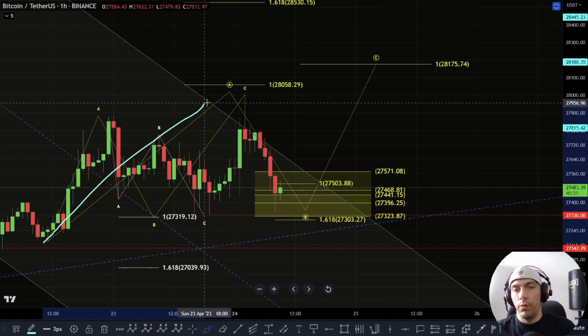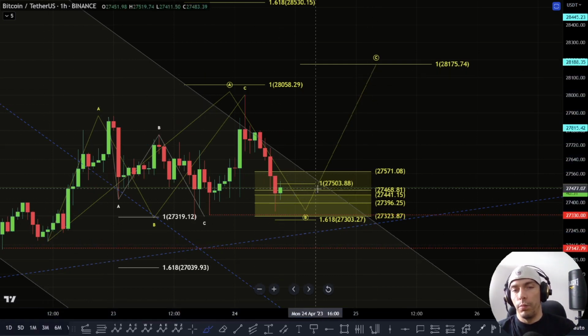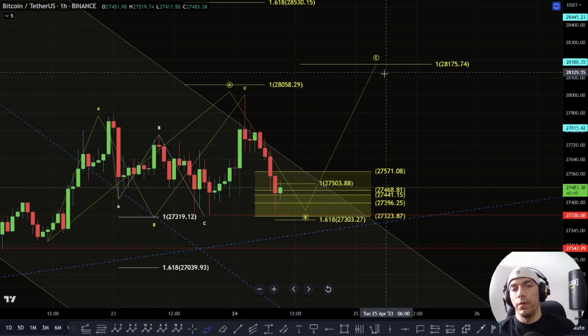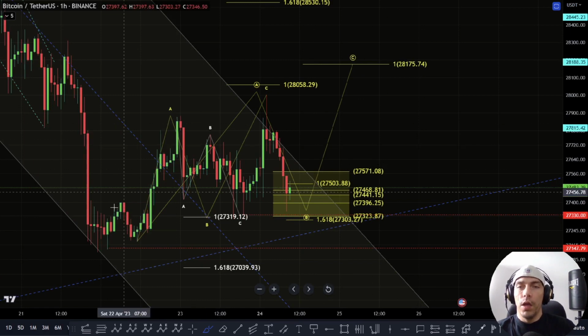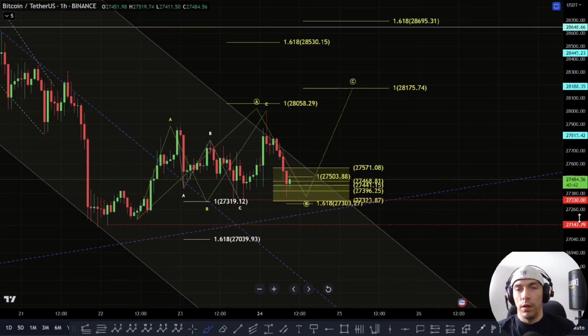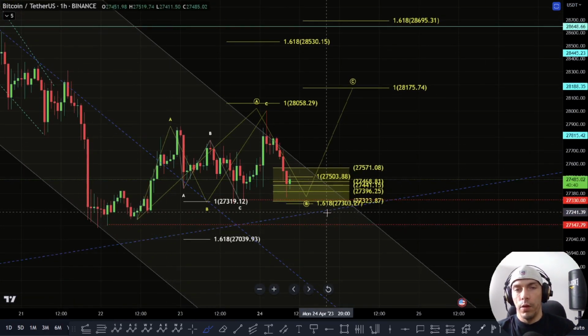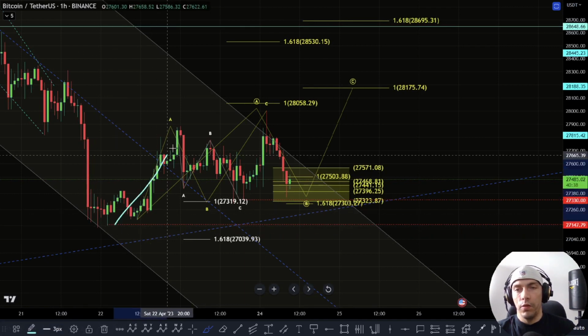Whether this is a W, an X, and a Y is yet to be known. If we get a five-wave move up, it'll be a C wave. If it's a three-wave move up, it could be a Y wave. So this is still viable. If we are looking at this still as being within a correction, it is still possible that we could actually take this low. So we need to bear that in mind.